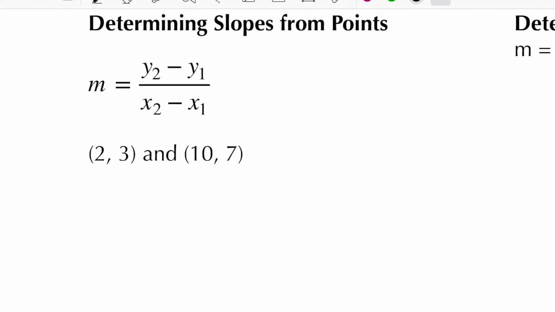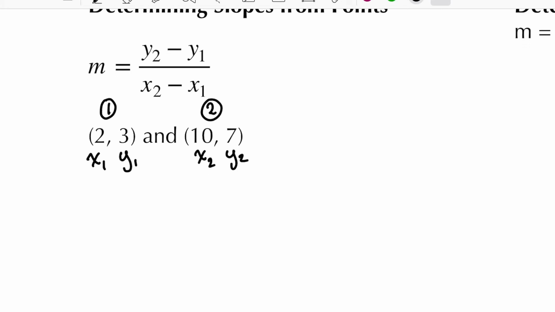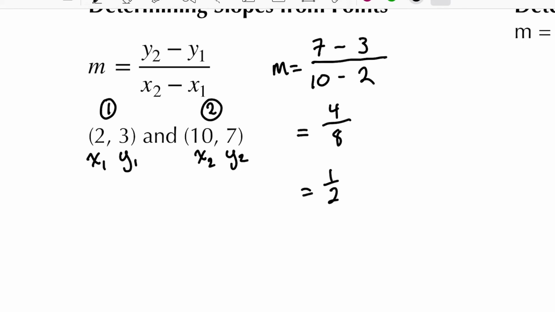You can see here I've got 2 points, and I've got this formula right here that we're going to use. So what we have to do is label one point, point number 1. I'm going to call the first one point number 1, the second one point number 2. Then this will be x sub 1 and y sub 1, and this will be x sub 2 and y sub 2. So I'm going to use the formula. M is equal to y2, which is 7, minus y1, which is 3, all over 10 minus 2. So 7 minus 3 is equal to 4, over 10 minus 2 is equal to 8, which will equal positive 1/2.